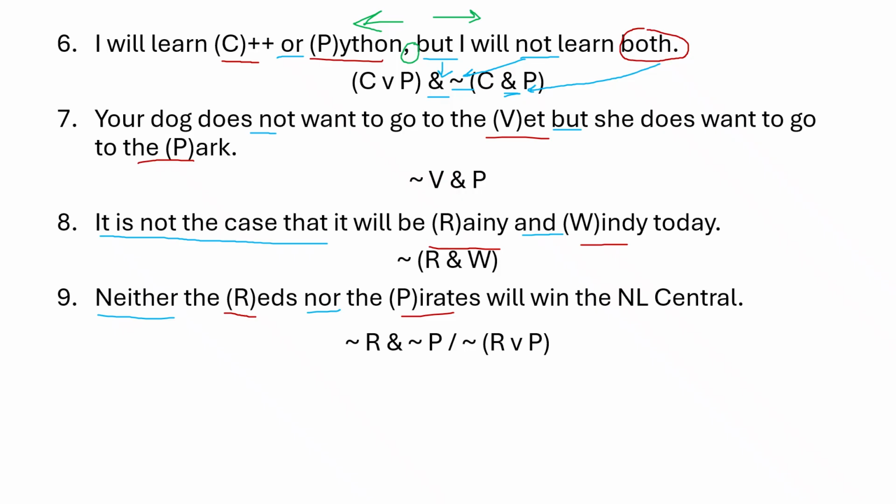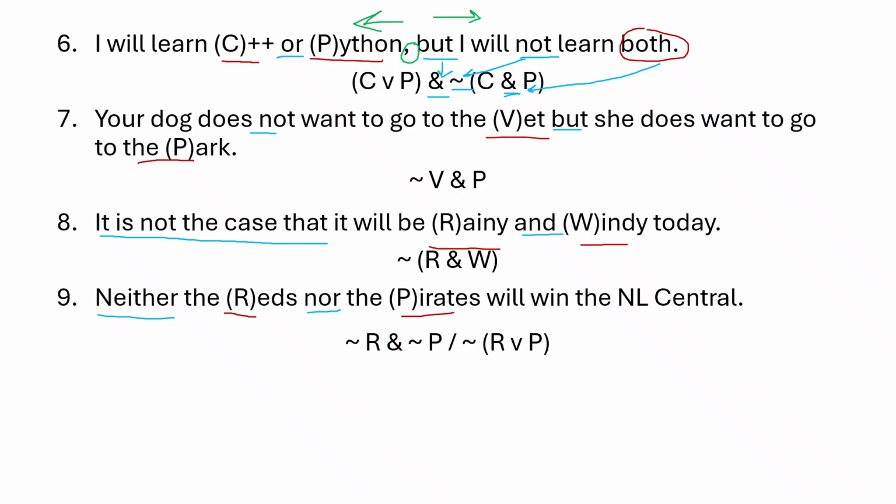There we go. So a lot of times people think this should be a wedge, but really that's just saying it's not one or it's not the other one. When in reality, what we're saying is that neither of these teams are going to be the ones that are going to win the NL Central. So the ampersand is the correct operator for this situation.